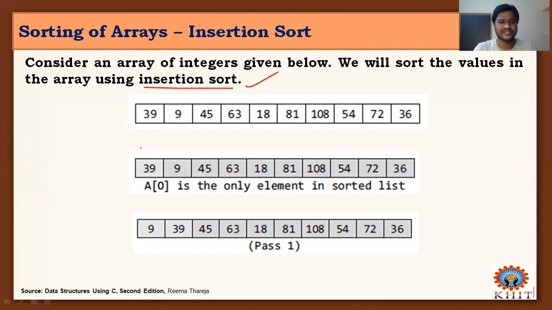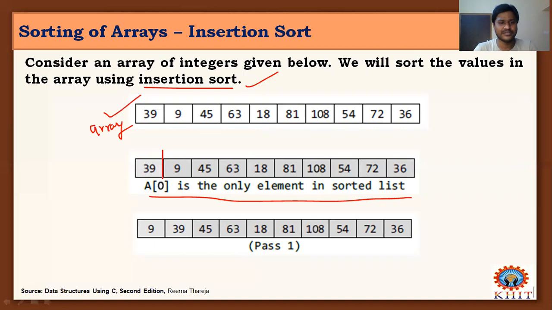We will sort the values in an array using insertion sort. So these are the given set of elements of an array, and all these array elements we are going to arrange in ascending order. First, A of 0 is the only element in the sorted list. From the left side, we are making the elements into sorted order, and the right side elements are unsorted, and we try to make all those values sorted.